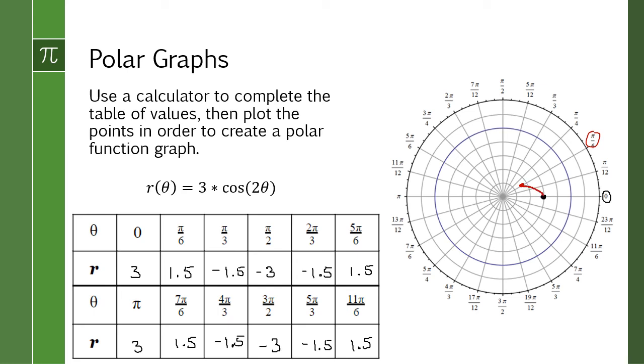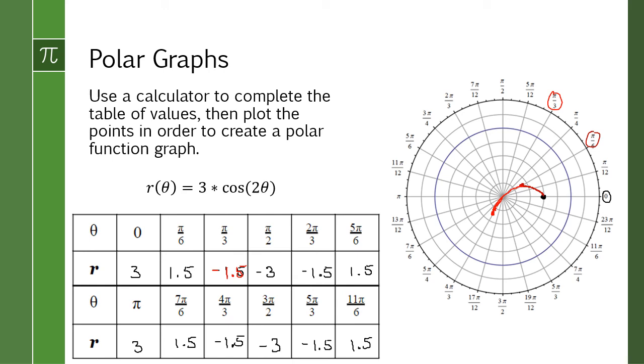My next angle is pi over 3, and here my radius is negative 1.5. So instead of going 1.5 units towards pi over 3, I'm going to be going 1.5 units in the opposite direction, so away from the angle and ending up down here. So if I connect these points, it'll be something like that.